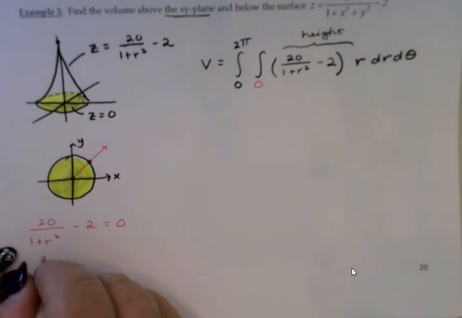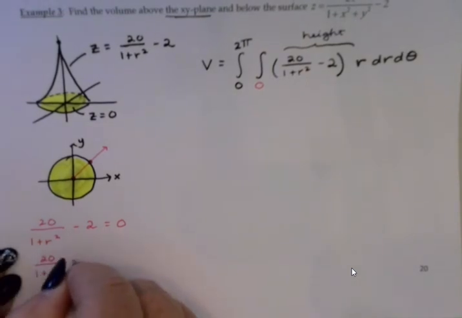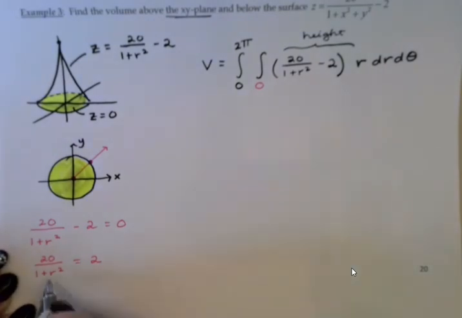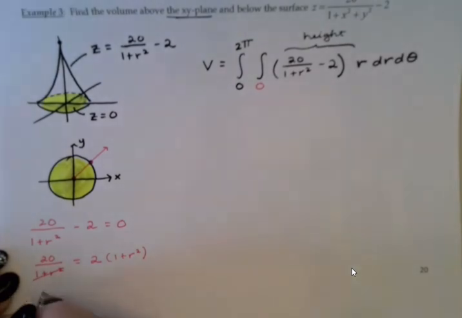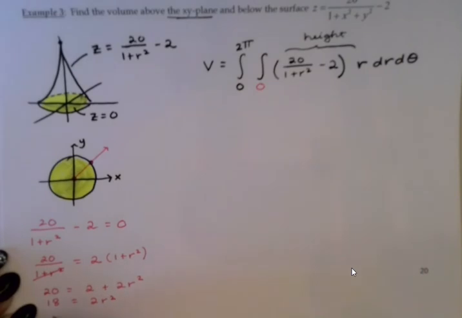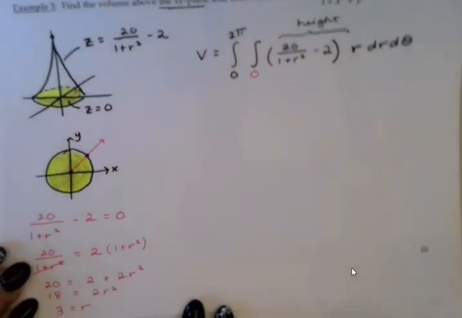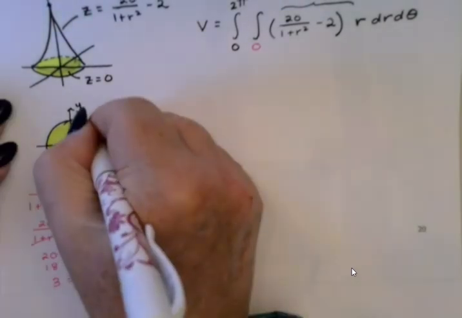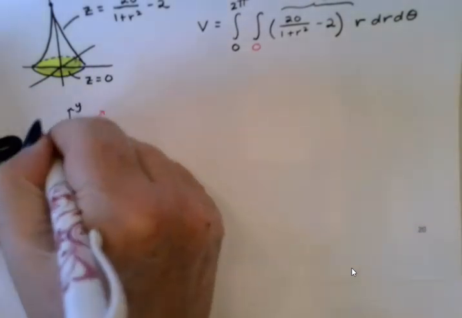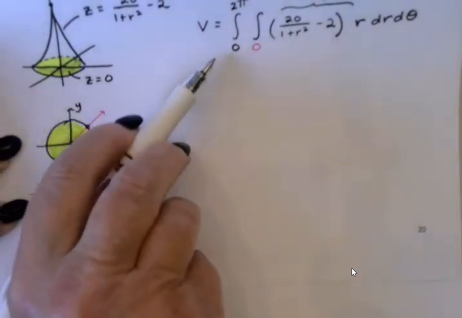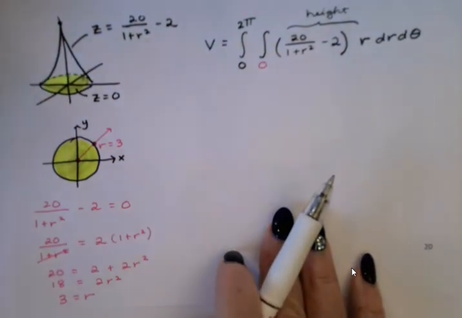A little bit of algebra here. I'm going to multiply both sides by the 1 plus r squared, which will cancel it out on the left. And it looks like I'm going to get 18 is 2r squared. r squared is 9, or r is 3. So this circle would have equation r equals 3. That actually describes the entire circle. And I know I'm going all the way around because we already went from 0 to 2 pi on our limits of integration.